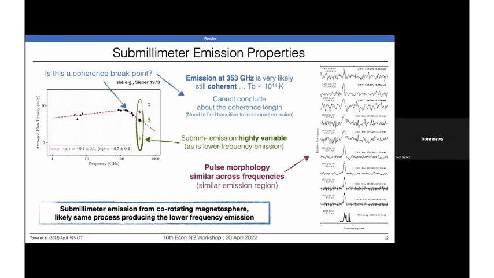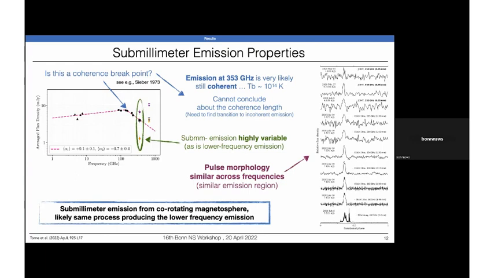The submillimeter emission is highly variable. It is like at the lower frequencies, right? This thing changes by a factor of a few whenever it wants. And I show you on the right-hand side the pulse morphology from the Effelsberg observations at around 6 gigahertz all the way up to 350 gigahertz. And you can see the pulse morphology is very similar. Okay? At Effelsberg, we see 2 components or maybe 3, but the main one is similar. So we think this supports a similar emission region. Right?